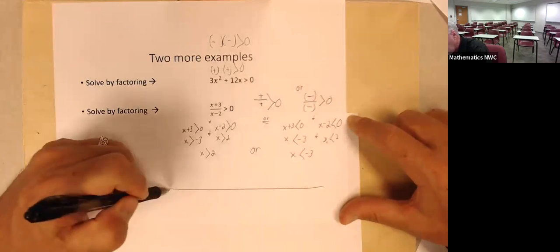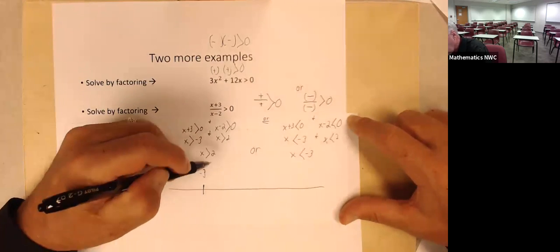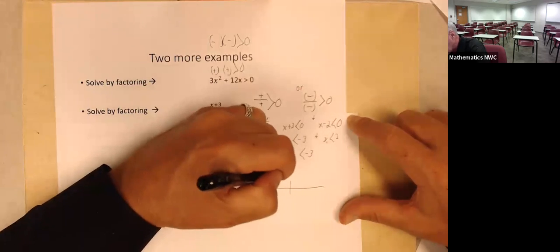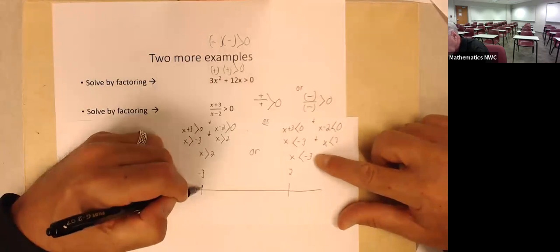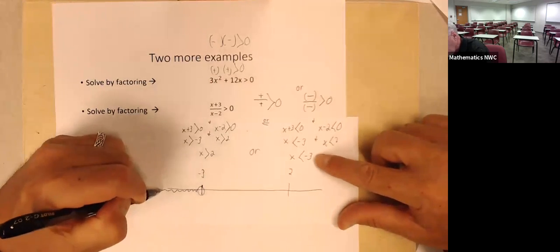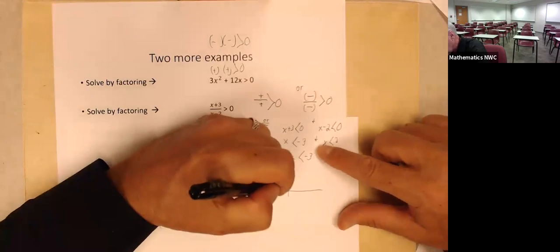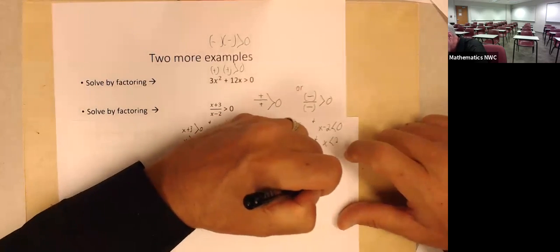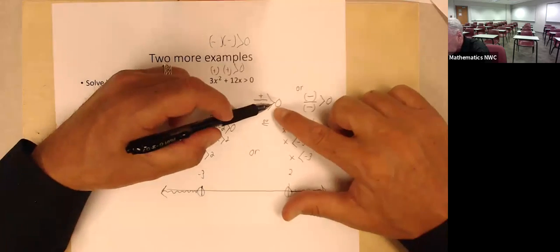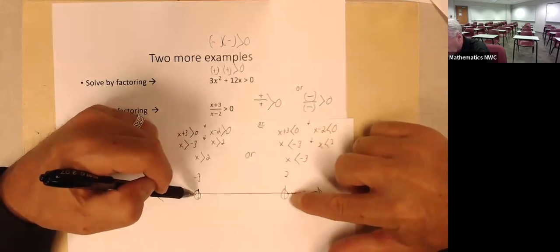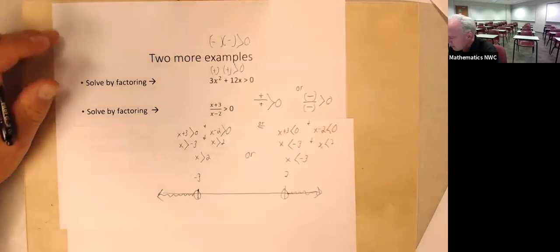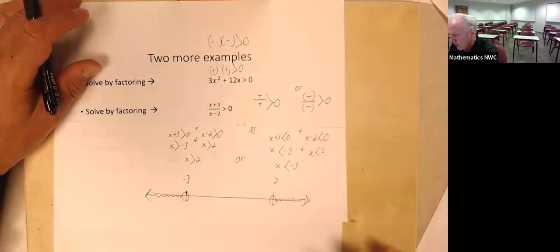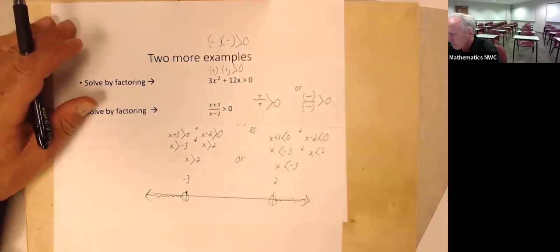So I graph those. -3, +2 is over here. Less than -3 is this. Greater than 2 is this. If this had been an equal sign, I would have the dots filled in. Pretty easy, straightforward so far. Okay.